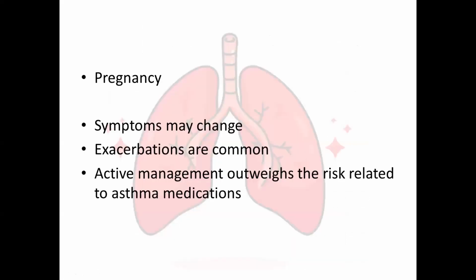So a few words about asthma in pregnancy. Symptoms may change in pregnancy, and this may be due to hormonal change or mechanical change due to the growing uterus, and also cessation of asthma medication due to concerns by the mother or relatives. And exacerbations are very common from second trimester onwards. But evidence has shown that active management of asthma in pregnancy outweighs the potential risk related to asthma medications.